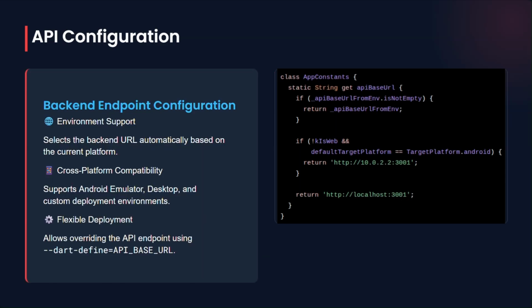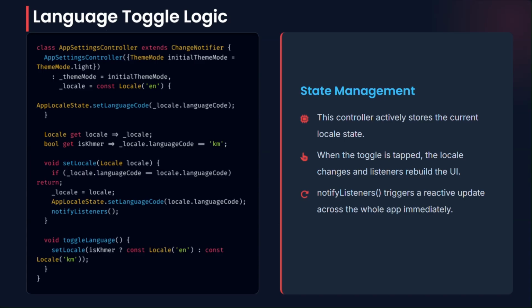API configuration. This API configuration is important because it manages the backend API endpoint. It automatically selects the correct server URL depending on the running platform, such as Android emulator or desktop.